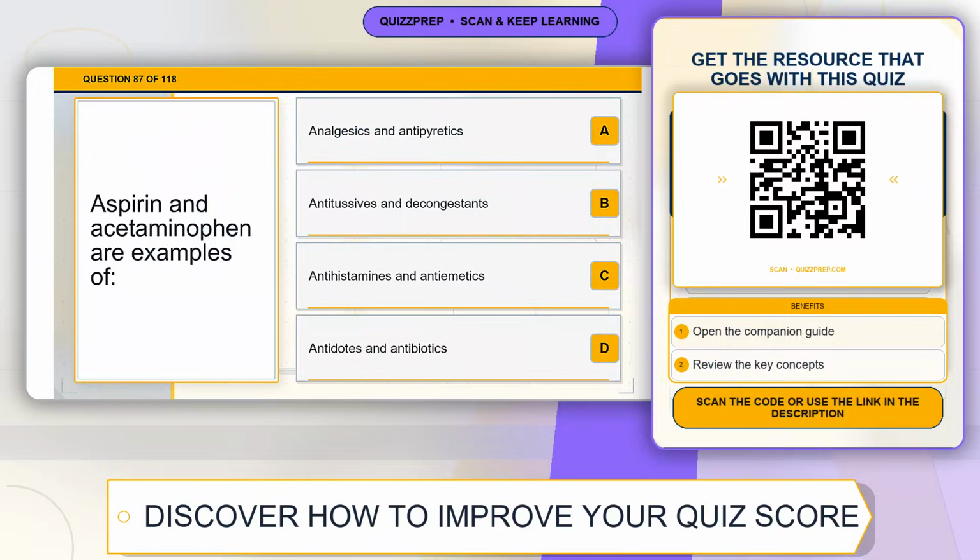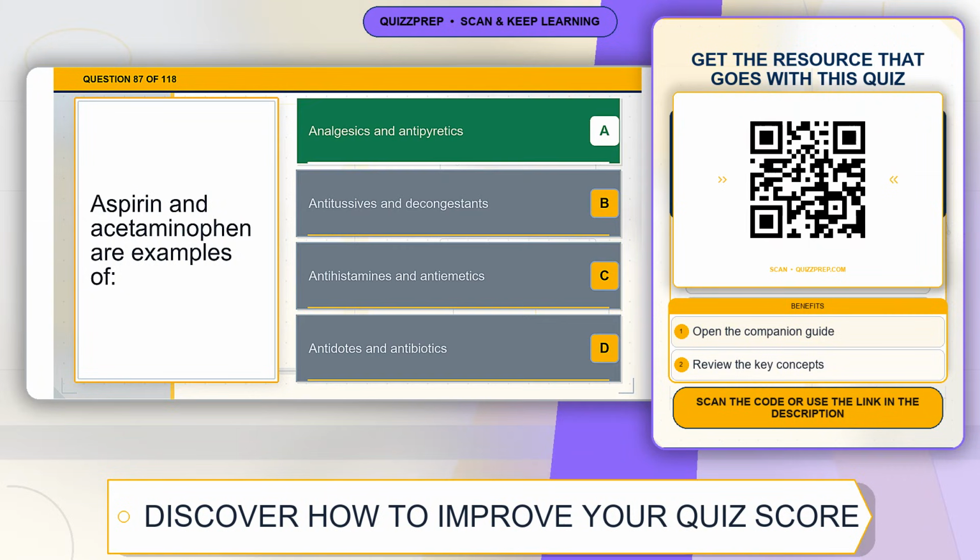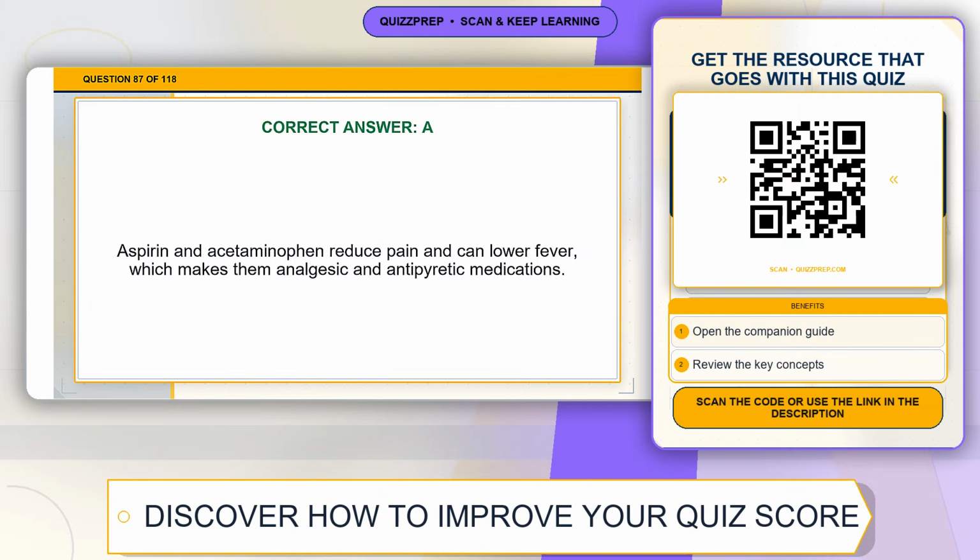Question 87. Aspirin and acetaminophen are examples of: Option A, analgesics and antipyretics. Option B, antitussives and decongestants. Option C, antihistamines and antiemetics. Option D, antidotes and antibiotics. The correct answer is option A, analgesics and antipyretics. Explanation. Aspirin and acetaminophen reduce pain and can lower fever, which makes them analgesic and antipyretic medications.